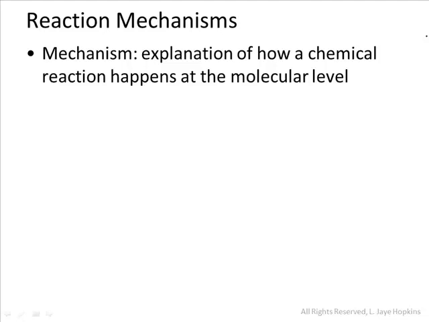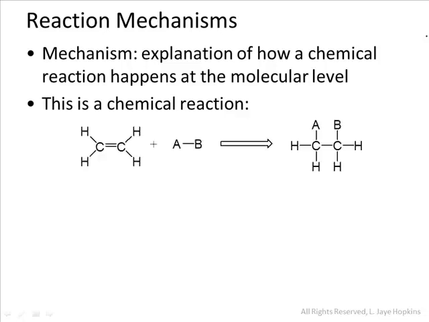A mechanism in chemistry is an explanation of how the chemical reaction happens at the molecular level. And it's different from a chemical reaction because it has a lot more detail. In this unit, because we're covering alkenes, we'll see a lot of reactions in which an alkene reacts with another molecule. Here's a general example.